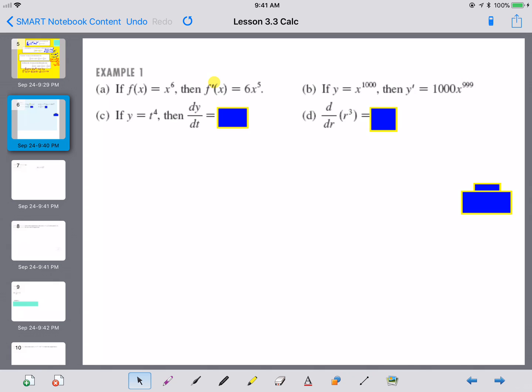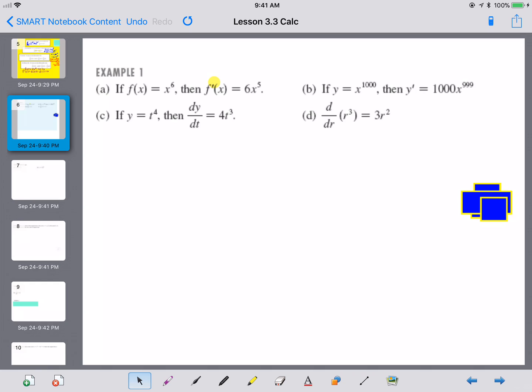C, same notation. dy/dt means take the derivative of y using t as your variable. And so here, what happens to the t? Well, the original power drops down in front, and the power goes down by 1. Part D says to take the derivative of r. So the 3 drops down in front, and then we have r squared.